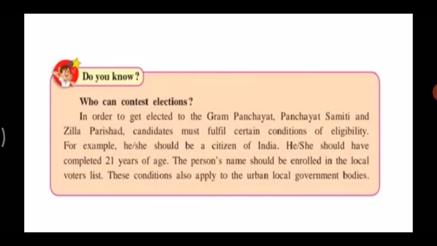The first condition is that he or she should be a citizen of India. The second is that he or she should have completed 21 years of age, and should not be less than 21. The next is that the person's name should be enrolled in the local voters list. These conditions also apply to the urban local government bodies. That means these conditions for representatives are not only for rural but also for urban local government bodies, which we are going to learn in the next chapter.